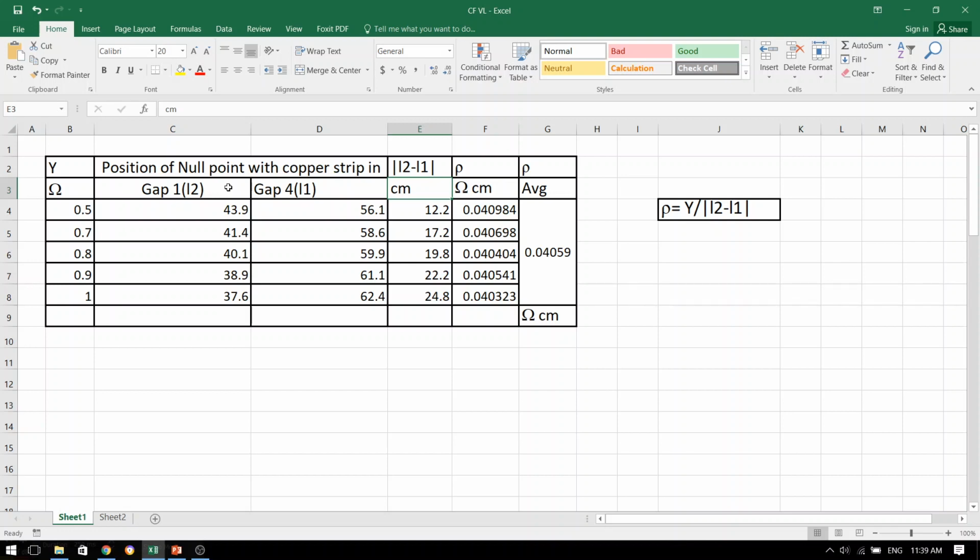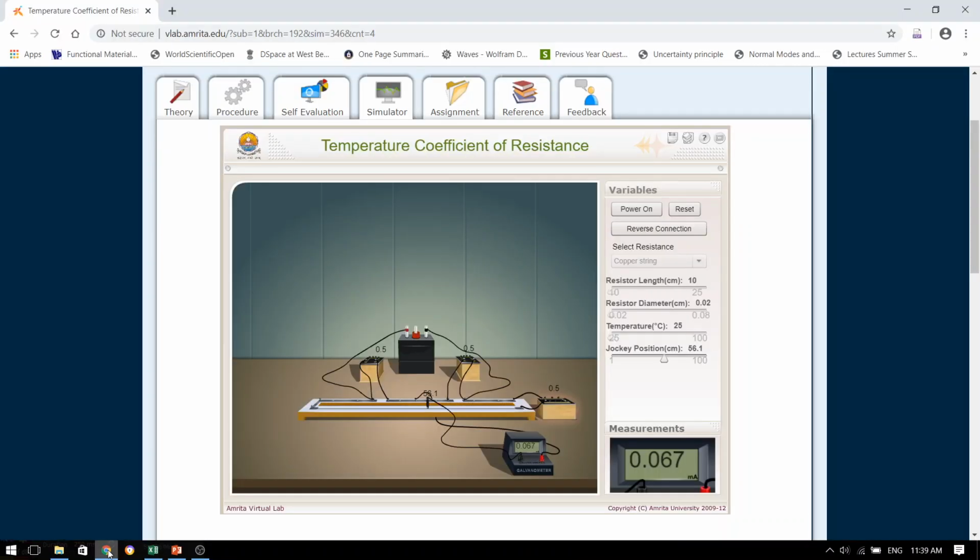Since I have already done the experiment earlier, I already have a table filled with data. Right, so let us go back to the setup once again. Once we are ready with our table and we have already found the first null point, we will write down this 56.1 in our table. But remember, where is the copper strip now? The copper strip is in gap number 1.